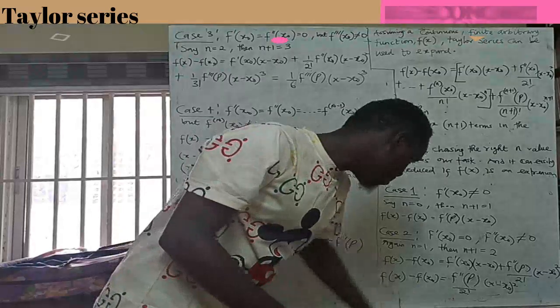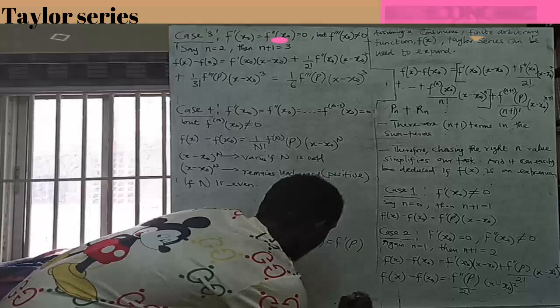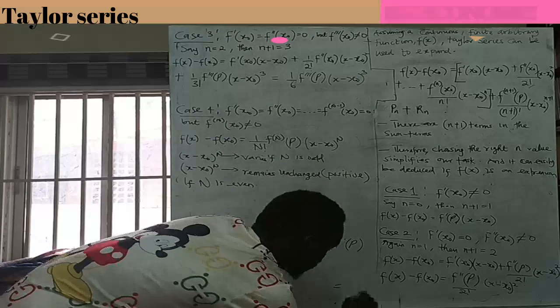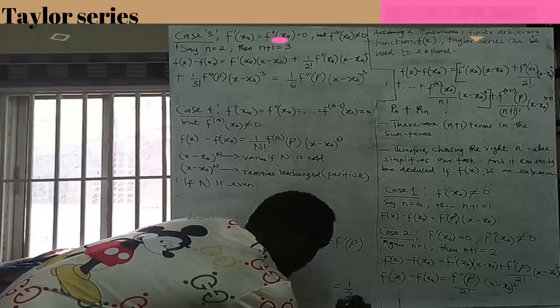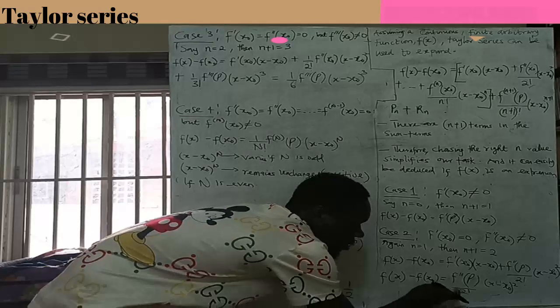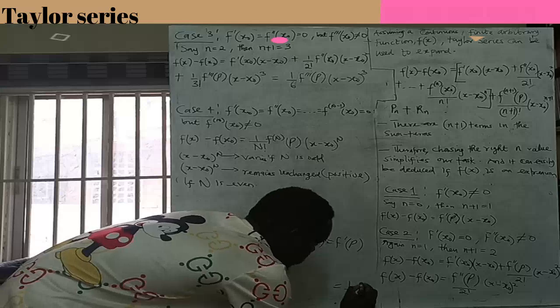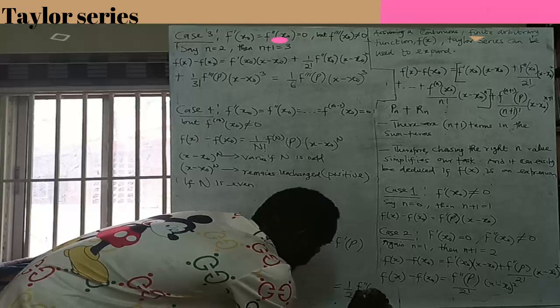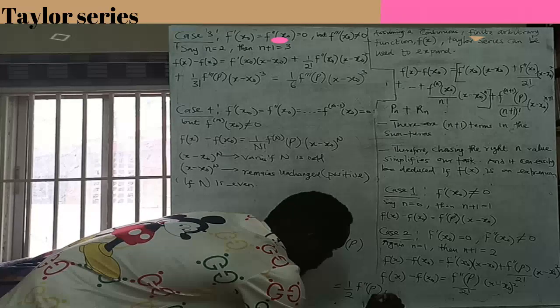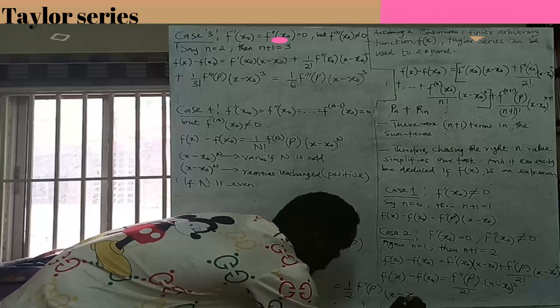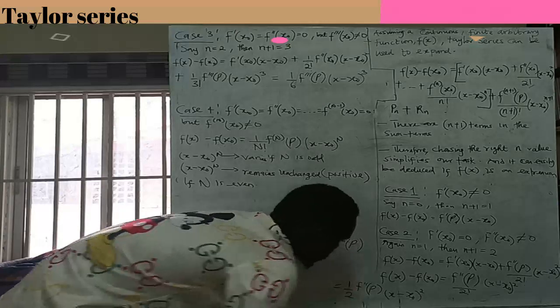This can further be written as, this can be expressed as 2 times 1. This is 2 factorial, so this is 1 over 2 times this squared.